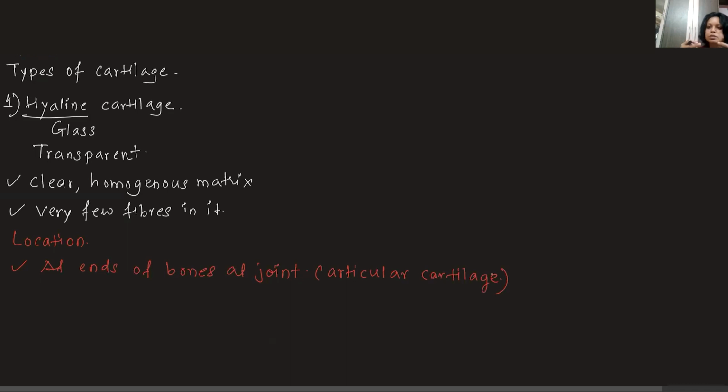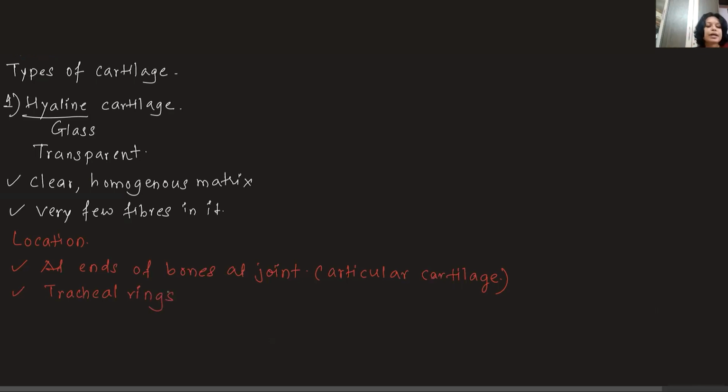So the bones which are adjoined have their surfaces covered with hyaline cartilage so that the bone surfaces do not undergo friction. The second location is tracheal rings.